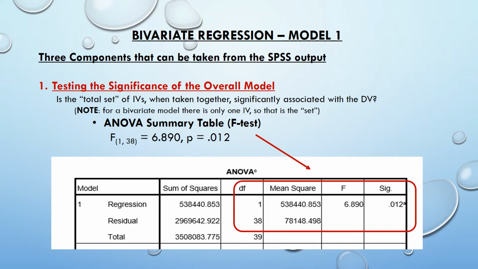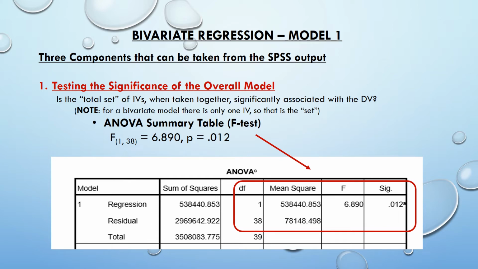The only difference is that the between groups is referred to as regression, and the within groups is referred to as residual. So when you look at my summary, near the arrow where I say ANOVA summary table F test, you'll see I have F with degrees of freedom 1 and 38 equals 6.890, just taken from the output, and p equals 0.012.